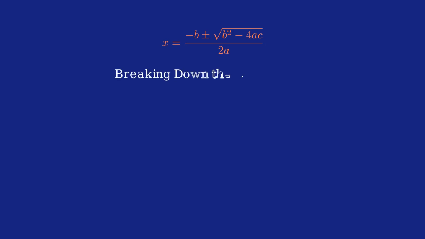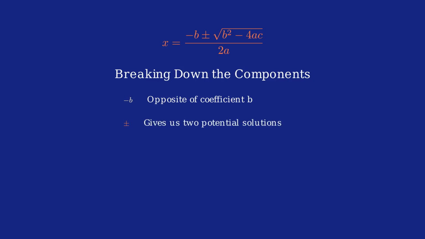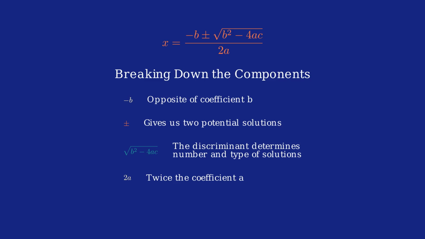Let's break down the components of this formula. The term negative b is simply the opposite of the coefficient b in our original equation. The plus-minus symbol indicates that we'll get two potential solutions from this formula. Under the square root is the discriminant, b squared minus 4ac. This term determines how many real solutions our equation has. Finally, everything is divided by 2a, which is twice the coefficient of the squared term.